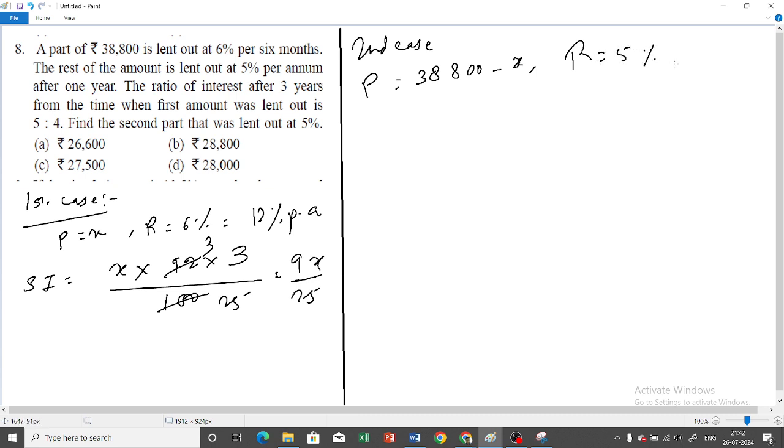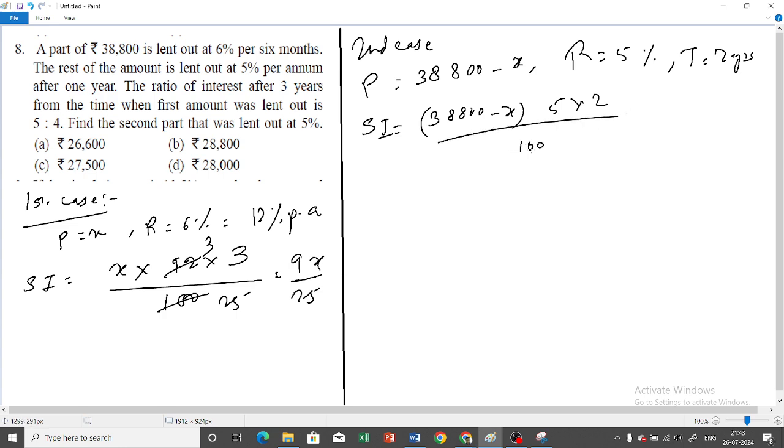The rest of the amount is lent at 5% per annum, and after 1 year. So what is the time for this one? 2 years. Total duration is 3 years. After 1 year, the second one is lent out. So what is the simple interest? PRT by 100, right? So that is going to be 3.